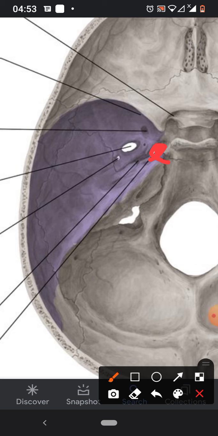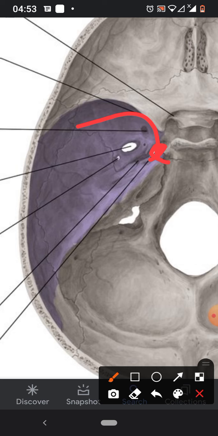Through the anterior part of this foramen, the internal carotid artery is also passing, along with its sympathetic plexus and its venous plexus. You know that it's a big artery, so around it a venous plexus and sympathetic plexus are present. So the nerves and the veins around the artery are passing with the artery through this foramen.